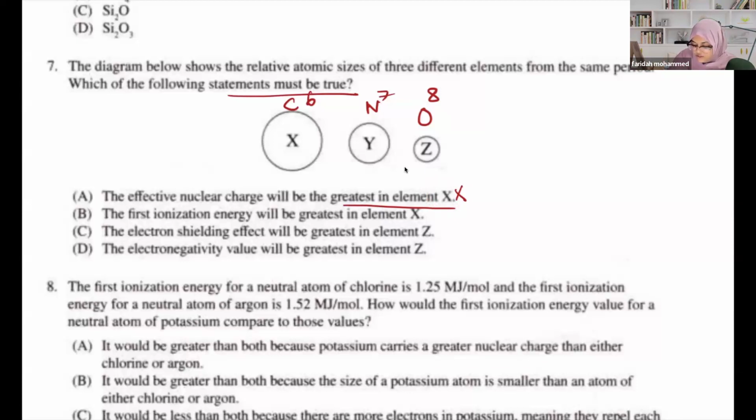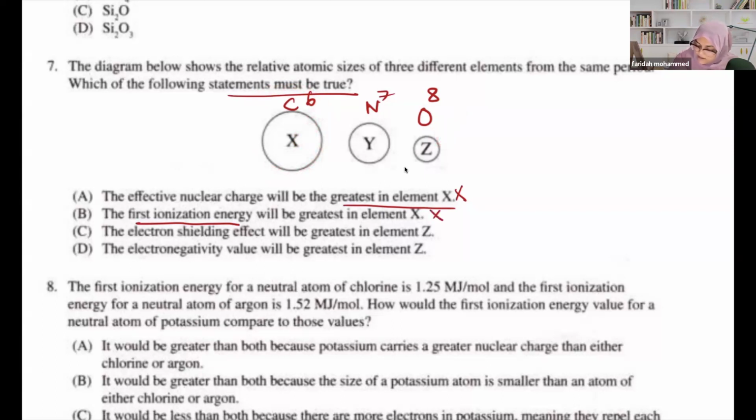The first ionization energy will be greatest in element X. Well, ionization energy means the energy required to lose the first electron. So if you have a smaller atom, it's going to require more energy to get rid of the first electron compared to a bigger atom, because the electron is far away. If we talk about Coulombic attraction, the attraction is greater when you have a shorter distance. This one has a larger distance, so the energy required is going to be lesser. So it's going to be higher in Z.